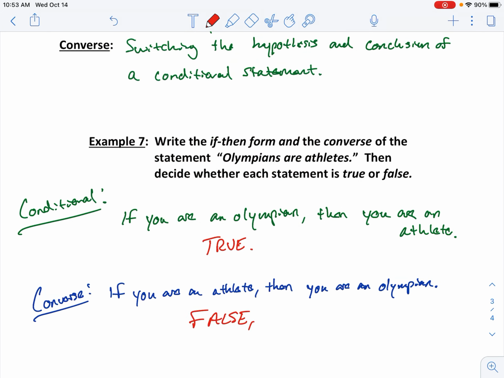And we're going to provide a counterexample. This one's false. It says if you're an athlete, you are an Olympic athlete, and I just said what my counterexample is. What about Lee's Summit North athletes? They are athletes and they work very hard every single day, but that does not mean that they are Olympians. So there is my counterexample.